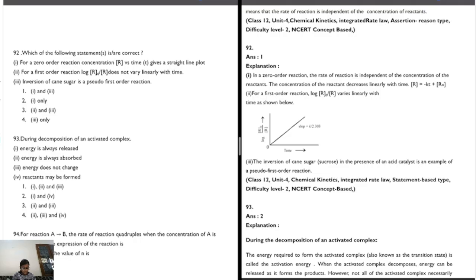See, for the zero order reaction, we have seen this many times that R equals minus kt plus R naught. Therefore, y equals mx plus c. Therefore, R is fitting into this straight line equation. Therefore, it will be a straight line plot, although it would be on the negative side. Okay.